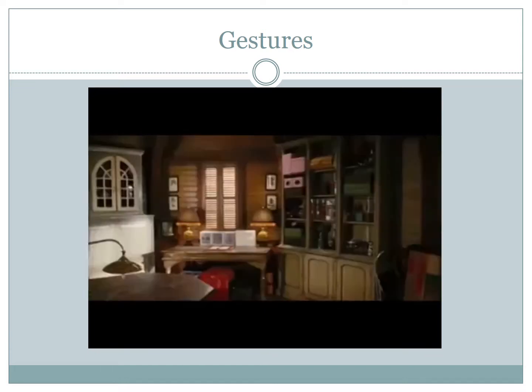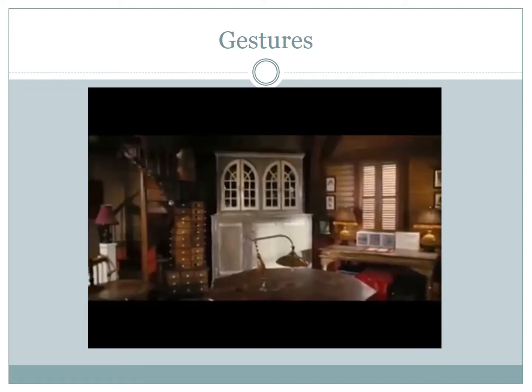Gestures. Watch this clip and see some of the gestures.